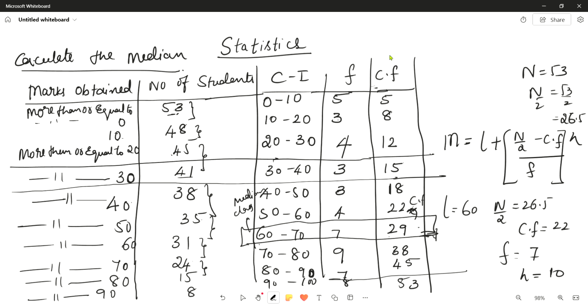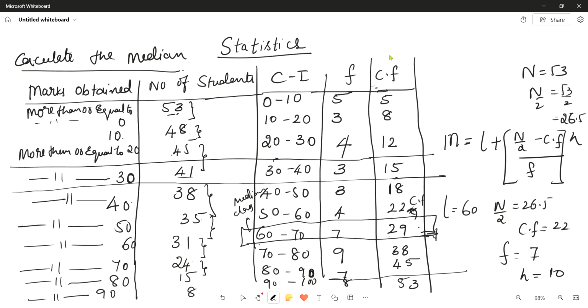This more than 0, what does it mean? Everything will be complex. See, this will indicate the range. For example, the marks: from 0 to 10, to 20, how many people have taken? Marks from 10 to 20, in that range, how many people have taken? Like that we are calculating. Now we have to calculate the median.